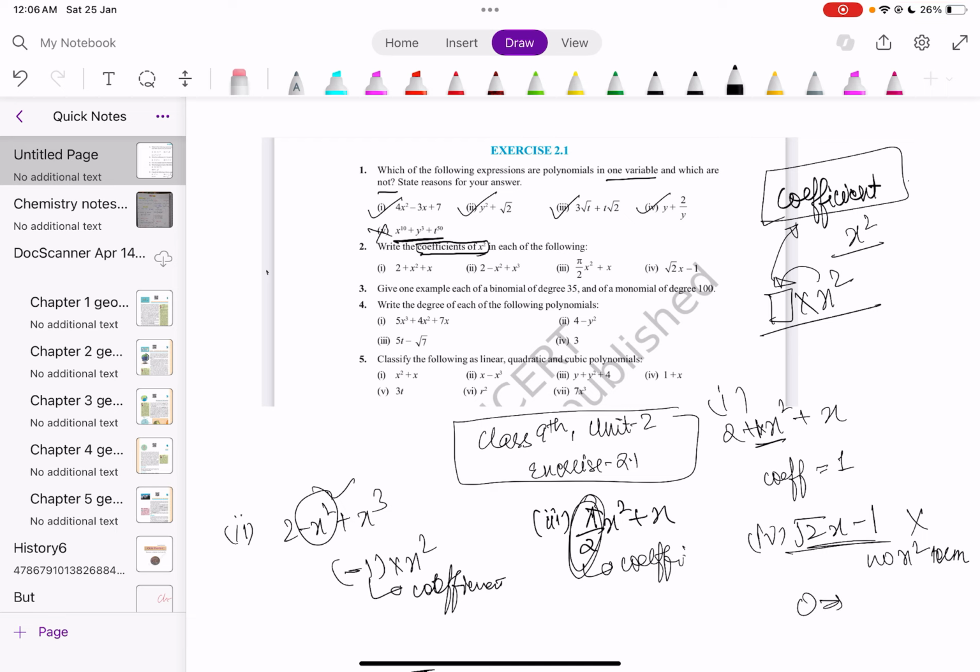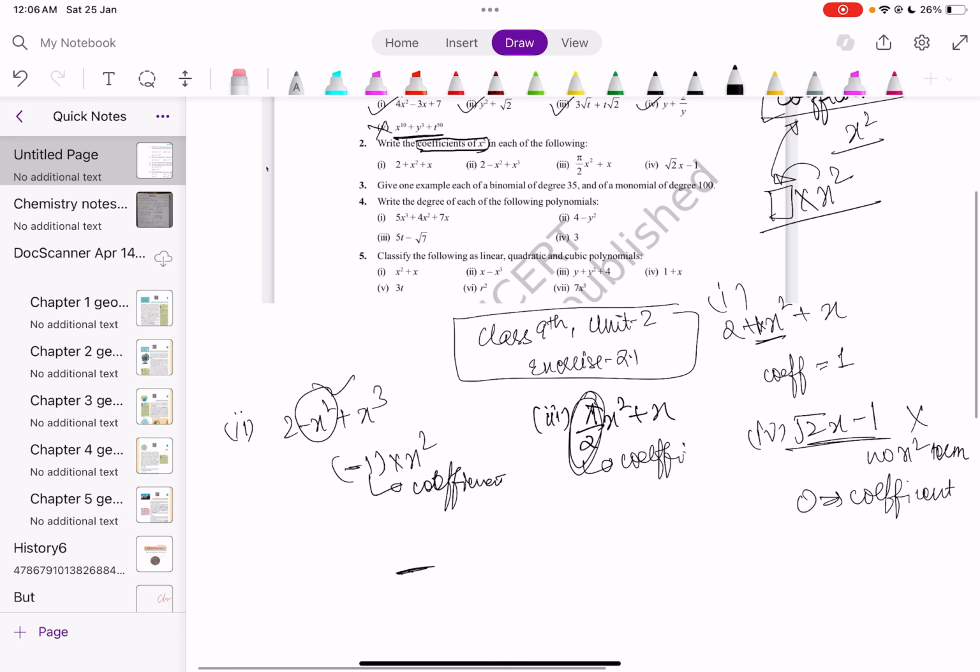So 0 is the coefficient. Because if we break this down, it can be written as root 2x minus 1 plus 0, and this can be written as root 2x minus 1 plus 0 into x square, because 0 multiplied by anything is equal to 0. So the coefficient of x square is 0.